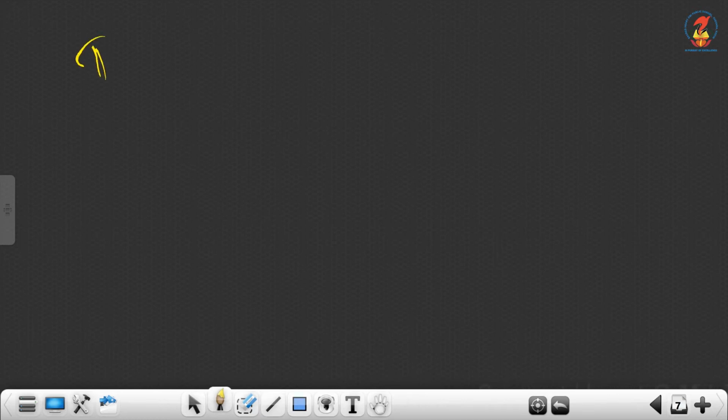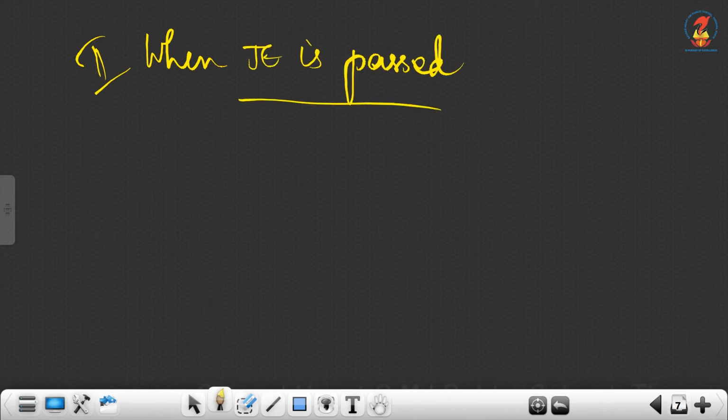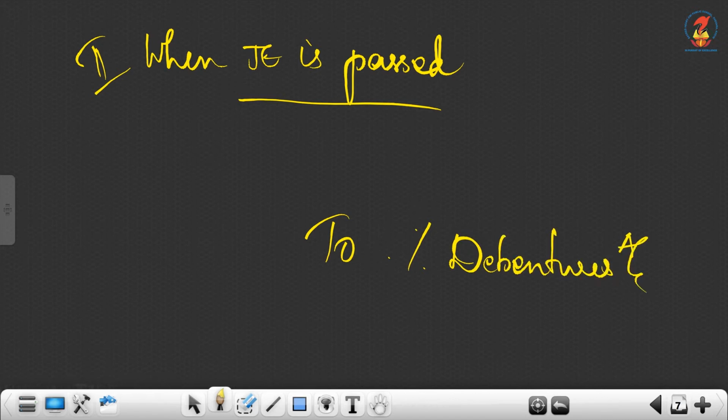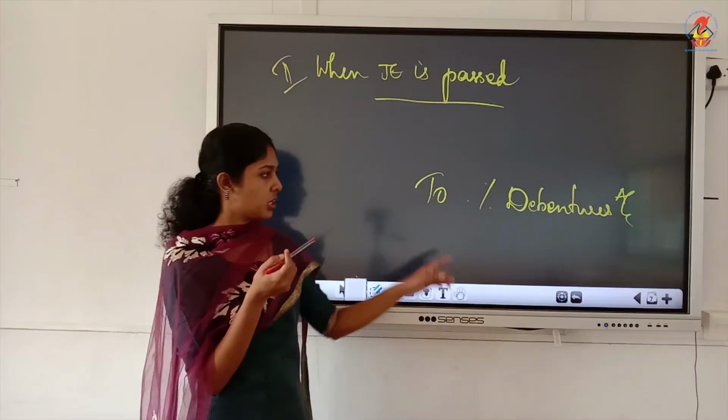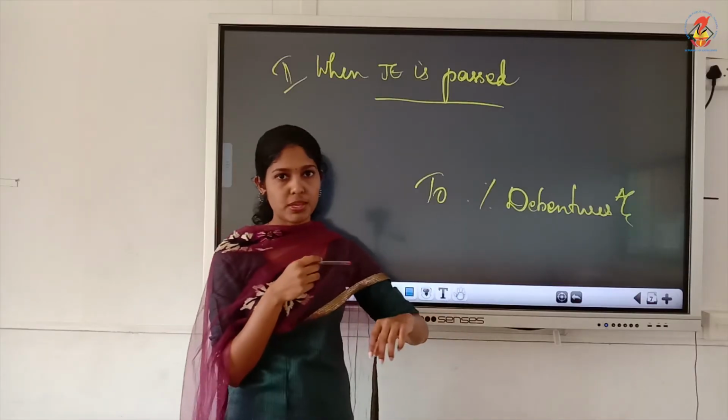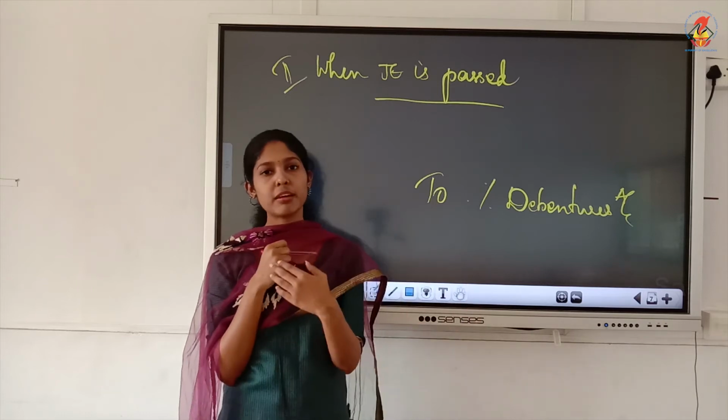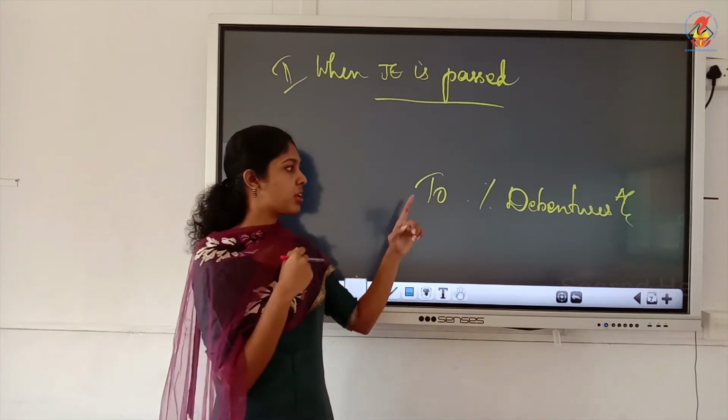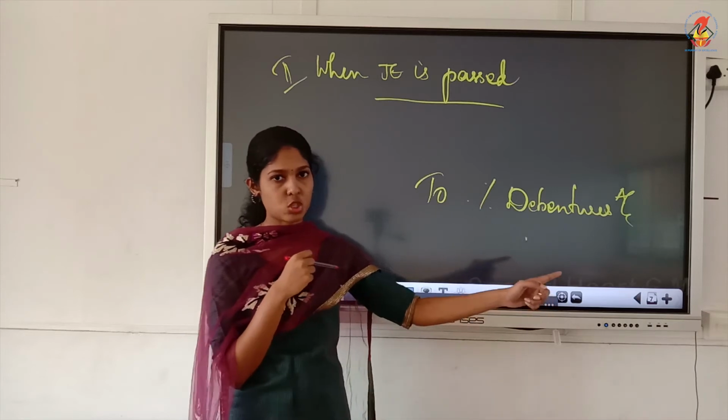The next method, second method, is when journal entry is passed. So we have a journal entry now. So we are issuing debentures, no? To whom? To the bank as security. So when you issue debentures, the credit account must be 2% debentures account. Whenever you issue debentures, you have to credit 2% debentures. Whenever you issue shares, we will be crediting share capital. Similarly, whenever you issue debentures, you have to credit percentage debentures.